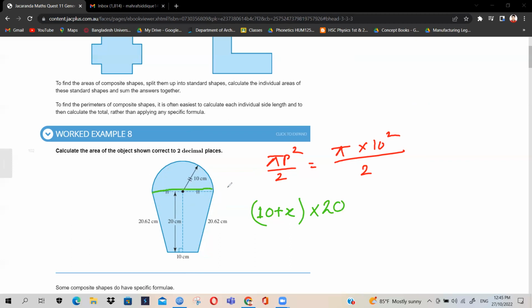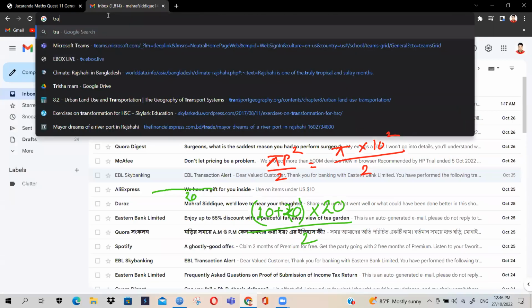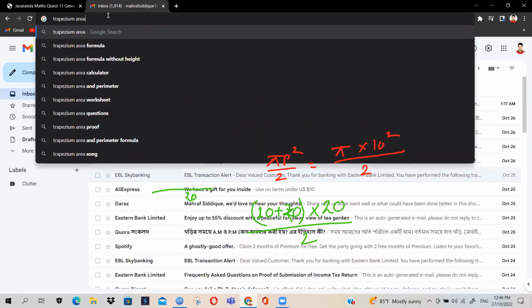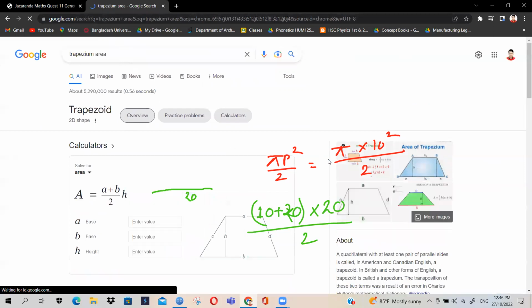The radius times 2. Radius times 2, right? So that would be 20. So we will get 10 plus 20 times 20. Did we have to divide by 2? I don't think so, right? In case of a trapezium, we don't have to divide by 2, right? Okay, let's actually check it. Why am I getting confused? I was thinking about dividing by 2, but as you said we don't have to divide by 2. I think you do have to divide it by 2.